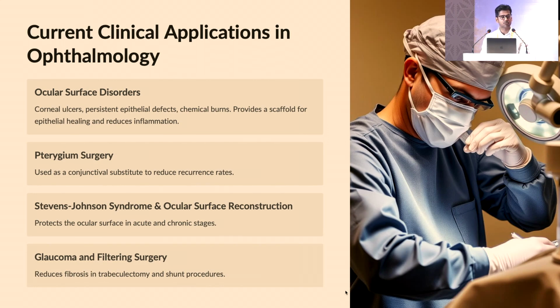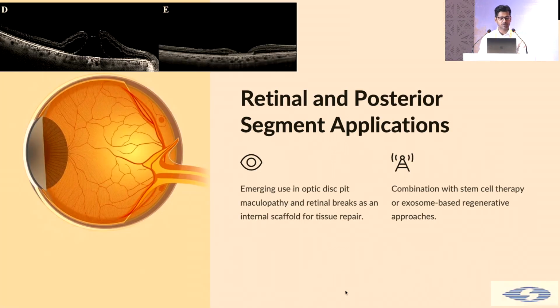Now, all this deeper insight into the properties of amniotic membrane has revolutionized and expanded its role in ophthalmology. It has found its way into ocular surface disorders in corneal ulcer, persistent epithelial defects, pterygium surgery, Stevens-Johnson syndrome, surface reconstructions, glaucoma filtration surgery, and has started to be used as a scaffold in optic disc maculopathy, which will be discussed by the subsequent speakers.